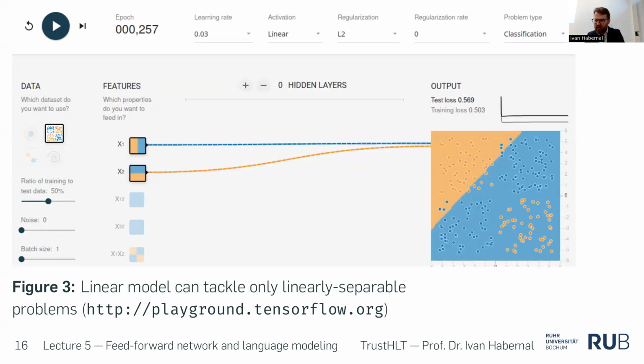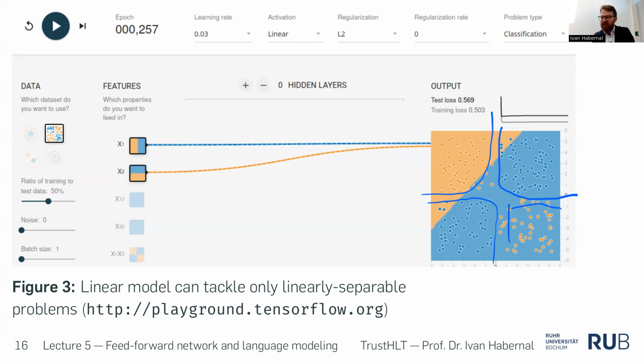So now we have the space where the blue dots are occupying these two parts, and the red dots are occupying these two parts. And the first question, is this problem linearly separable? No. Why? You cannot draw a line to separate these two classes. So this is not a linearly separable problem. Okay, but anyway, we tried.